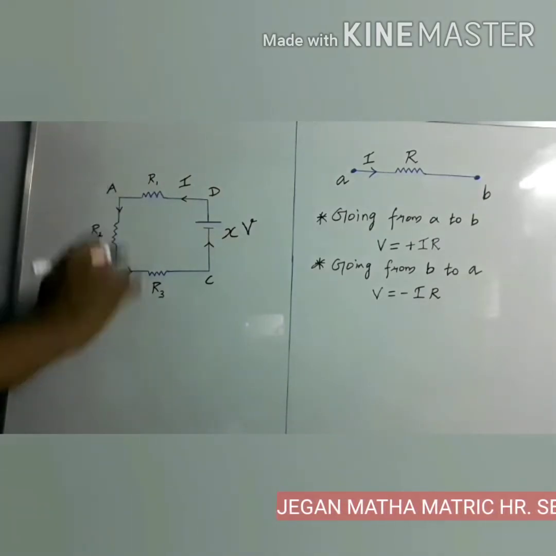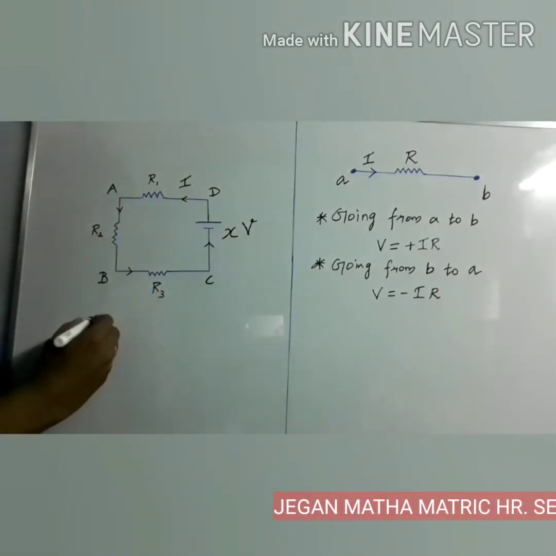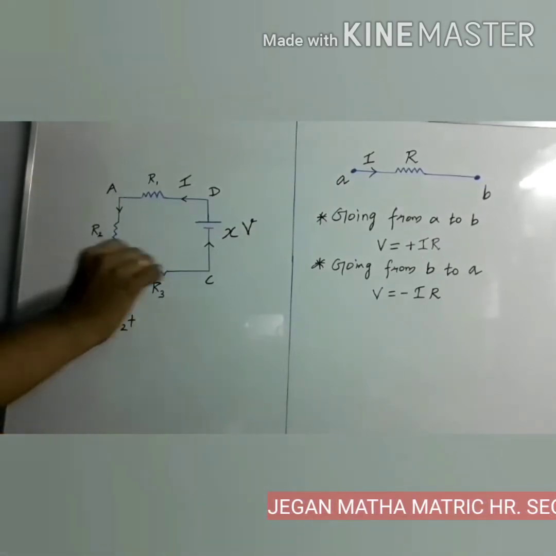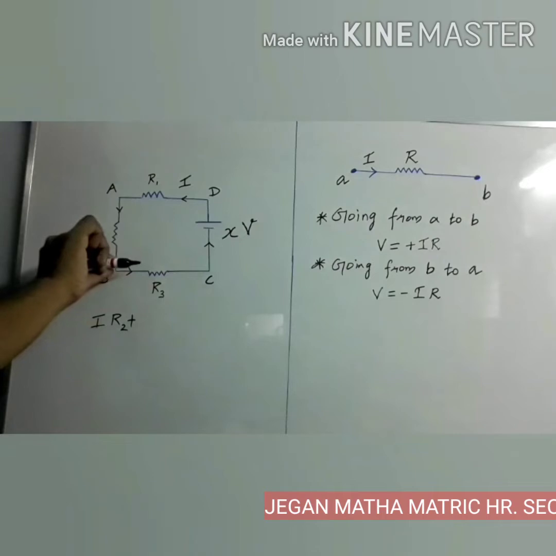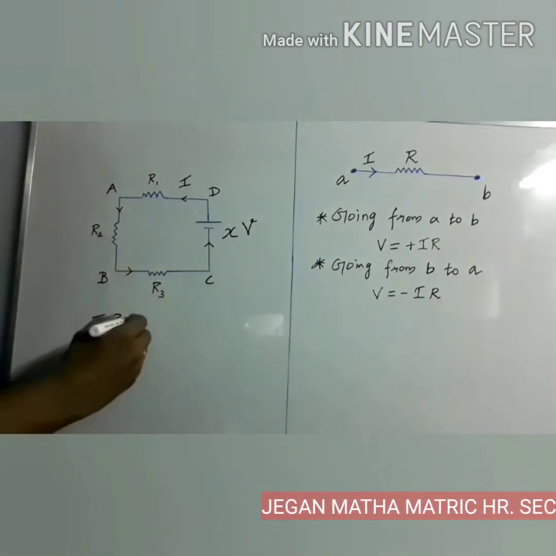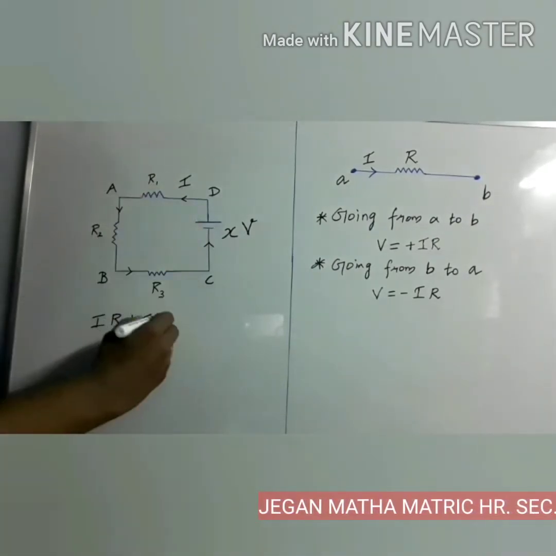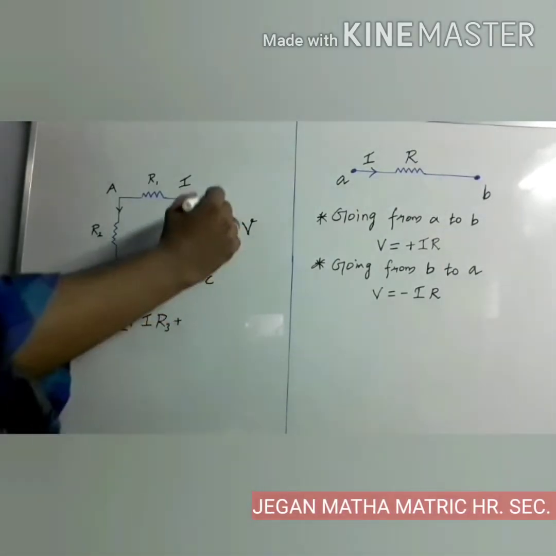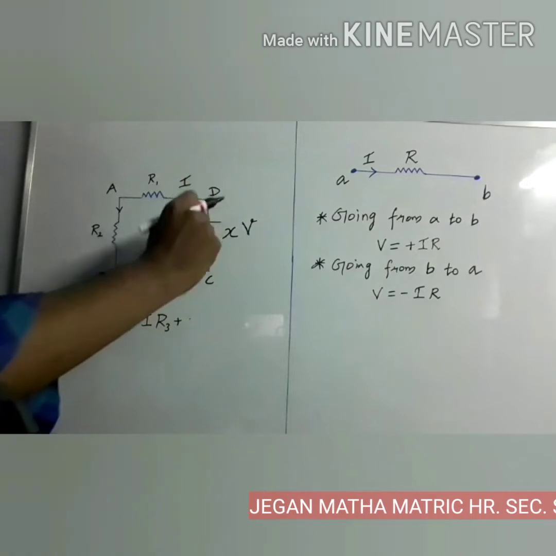So in A, B, what is the current? The product of the current and the resistance, I R2, plus B, C. From B to C, what is the direction of current? It is also along BC. It can be taken as a positive value. So the same current I is flowing through the circuit. What is the resistance here? R3. Plus here, what is the current? Same current I, no need to include because there is no resistance.